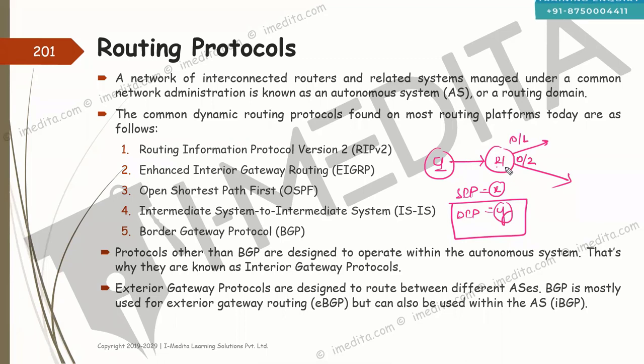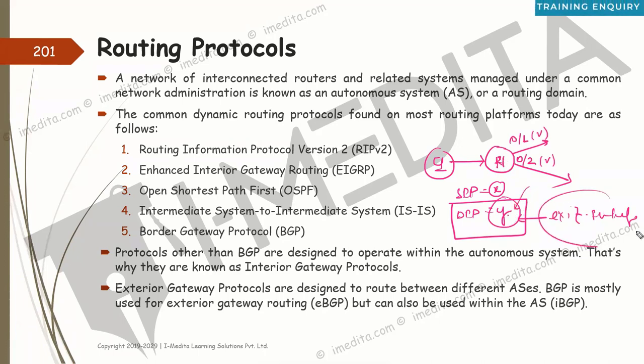This router needs to know that if I want to go to this destination, should I place the packet onto this interface or should I place the packet onto this interface? What is the exit interface? What is the interface where we need to place the packet in order to reach that destination? This router has to know that if I have to go to this destination, I have to exit out of this particular interface.